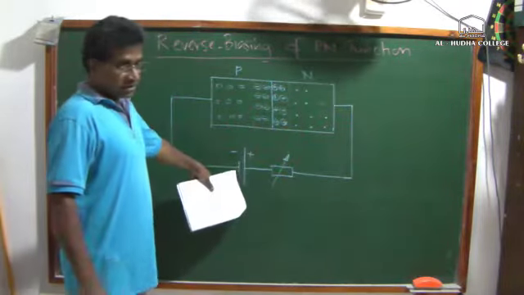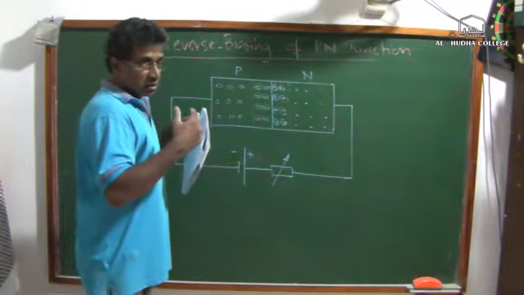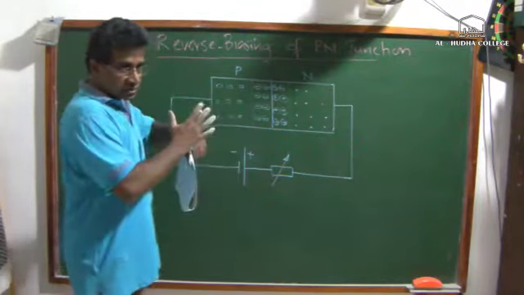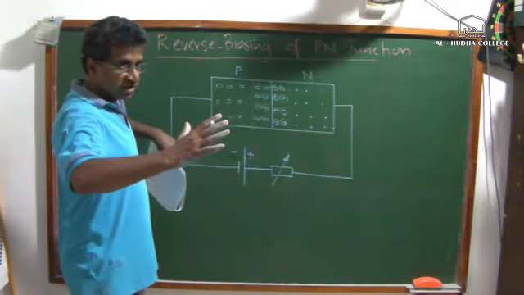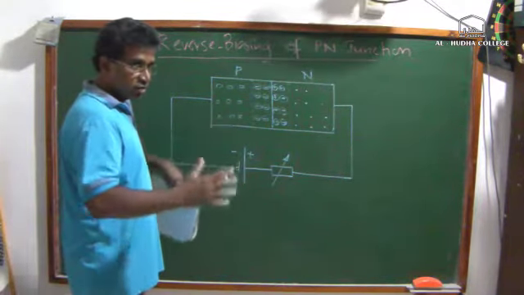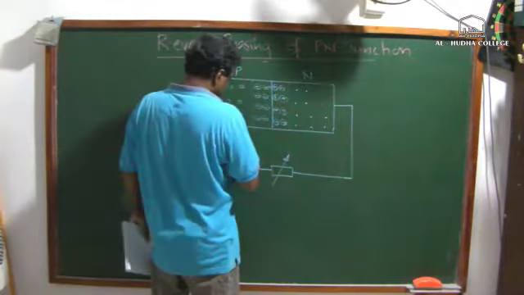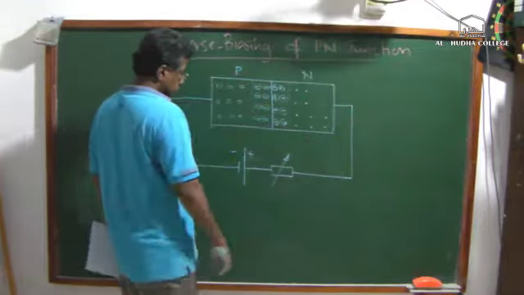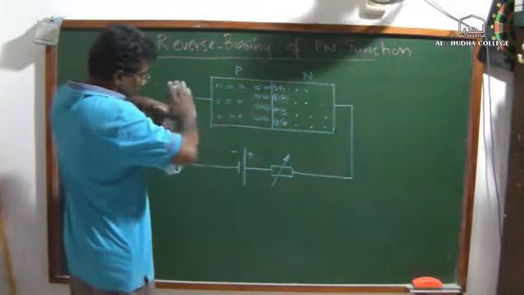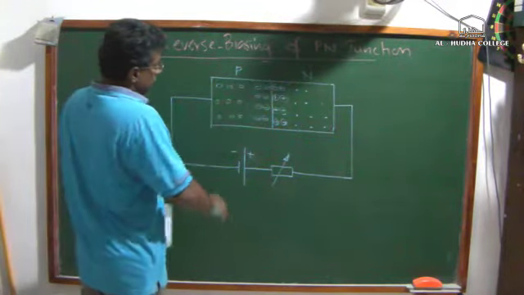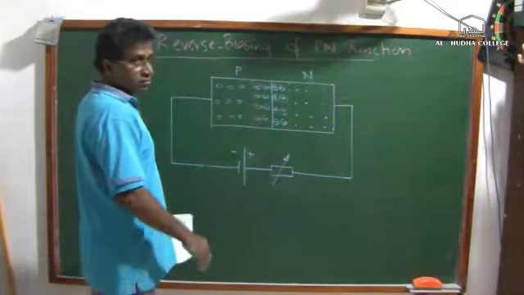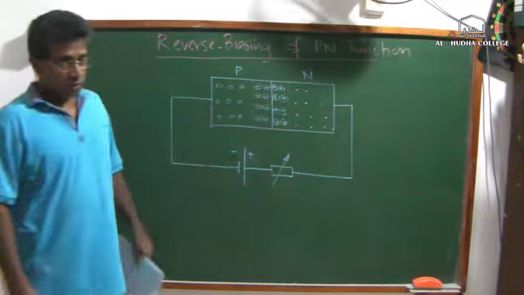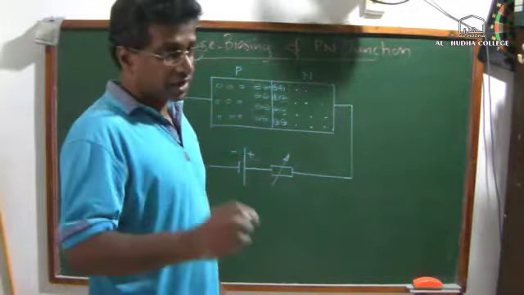Depending on the voltage, when you increase the voltage, the depletion region will widen further. Increasing voltage means high concentration of electrons here and higher attraction of electrons on this side. So the depletion region will widen and it will keep widening. So no current will flow except for minority carriers.